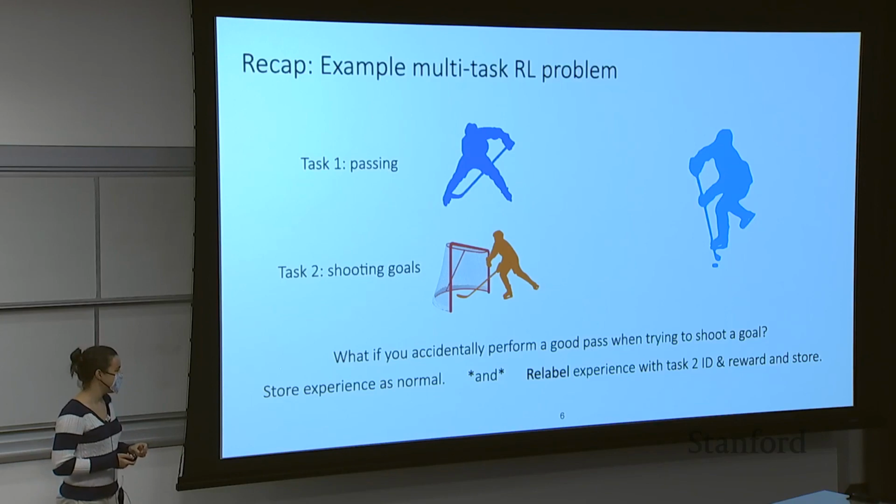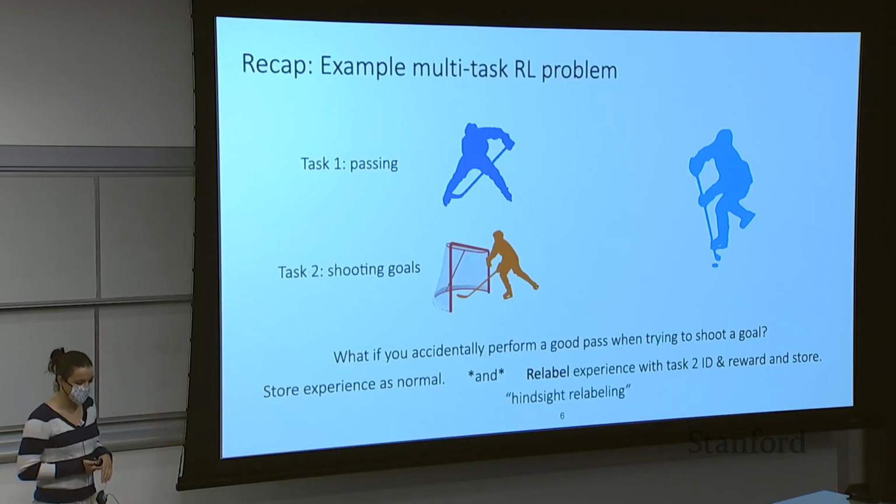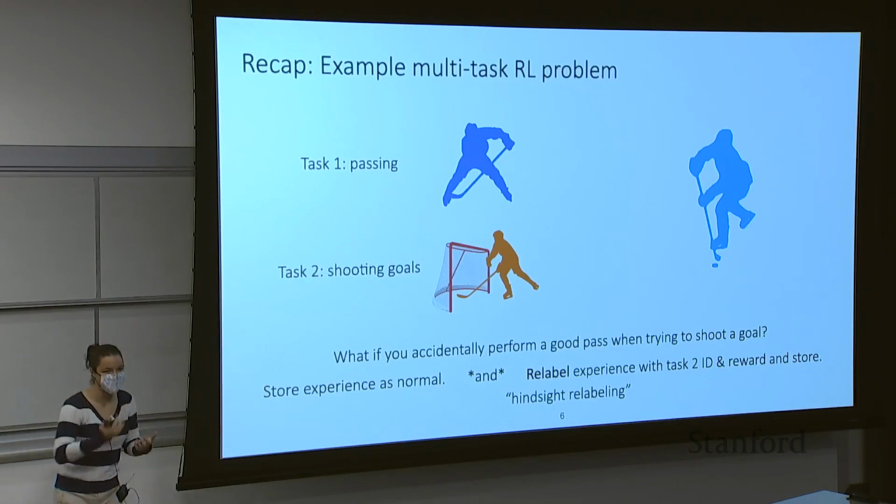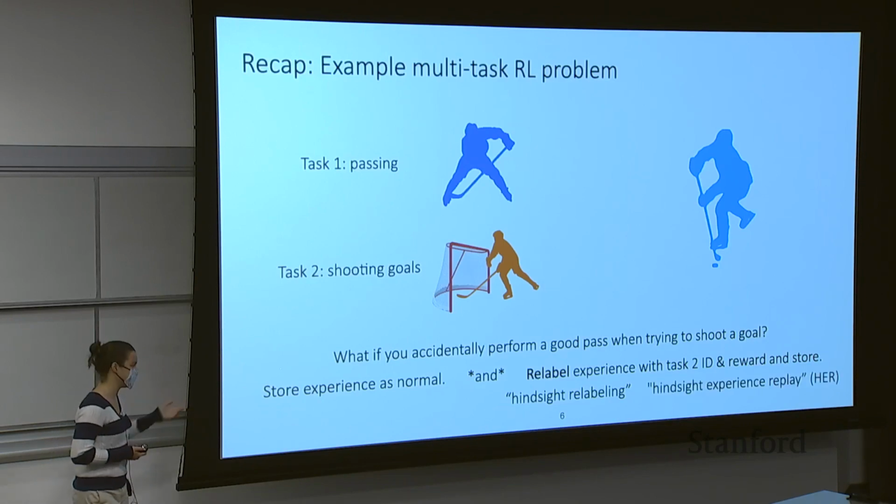So this is referred to as data sharing in multitask RL, and also known as hindsight relabeling, where we're relabeling in hindsight what the task was that we were actually doing in order to improve learning for these different tasks, or hindsight experience replay.